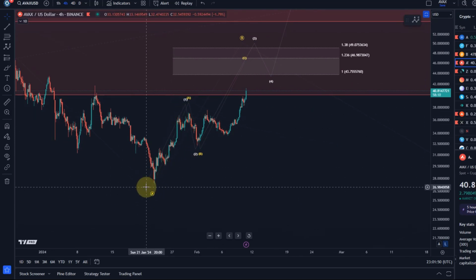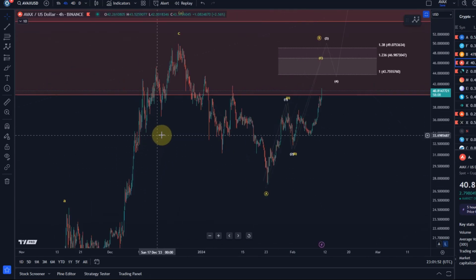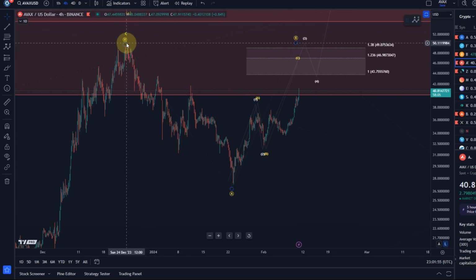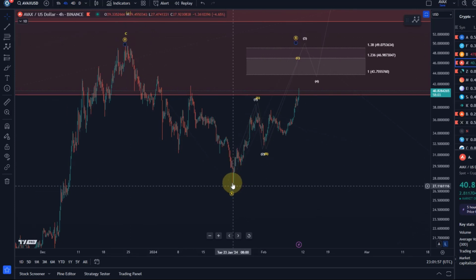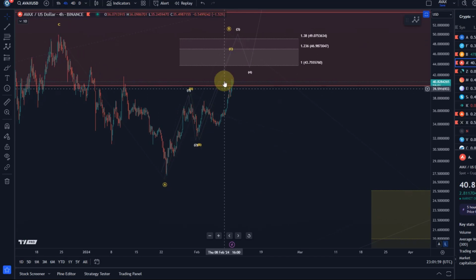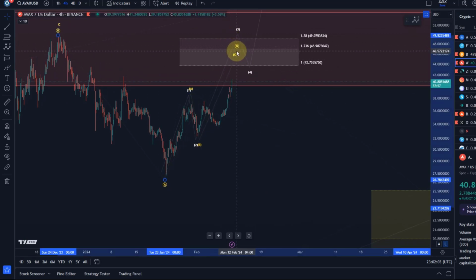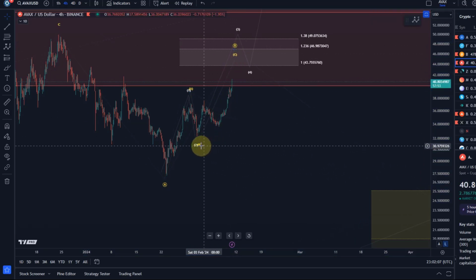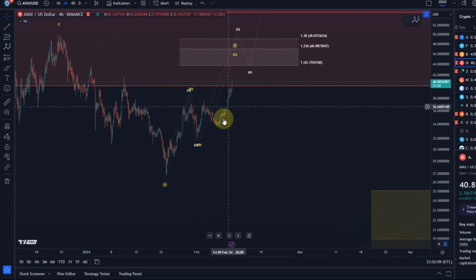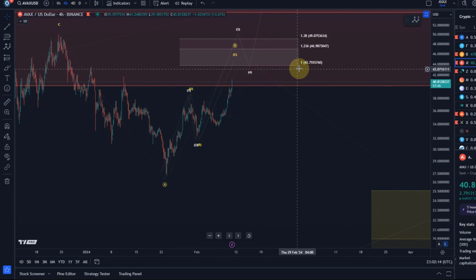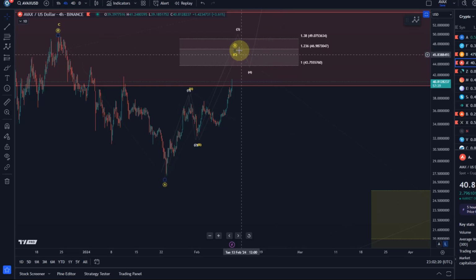So this could be simply, in this larger B wave correction from the high in December, an A wave down. We talked about that before. Then a B wave rally, and it's now approaching this target area we talked about in the previous video for this move to the upside. And if this is an ABC, I think there are another few squiggles missing. It could easily get to 43.75 next, and then possibly even 47.49.